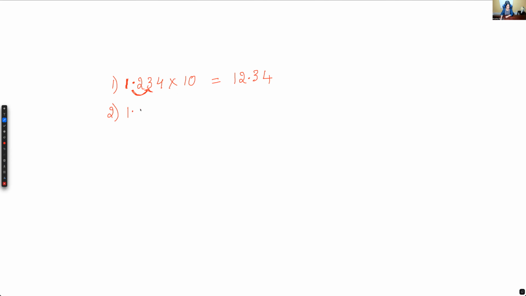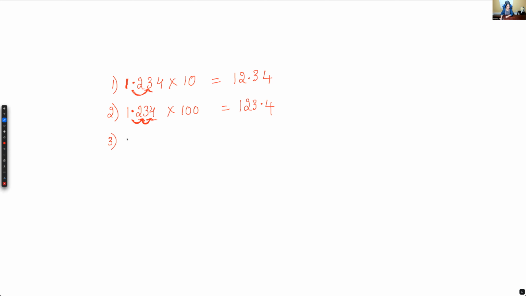So the second example is 1.234 times 100. So when you're multiplying 1.234 times 100, we have to move the decimal point two places to the right. We are jumping just two places to the right. So we will write it as 123.4. Okay. So when you're multiplying by 100, we are just moving the decimal point two places to the right.